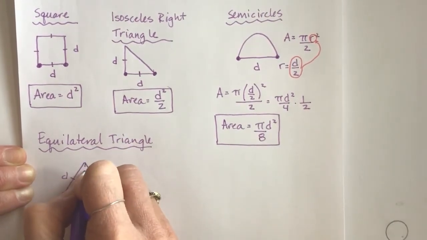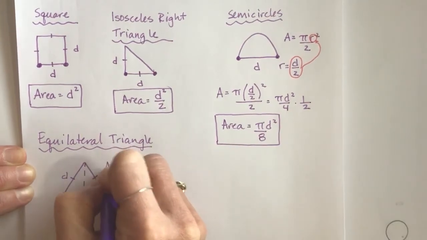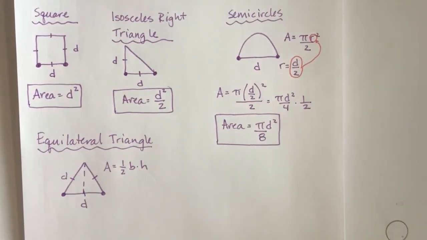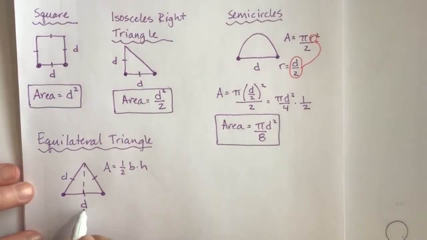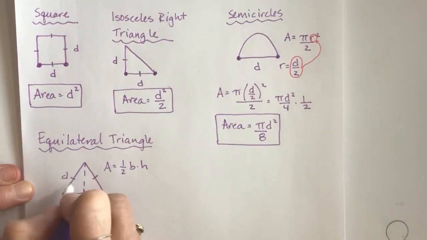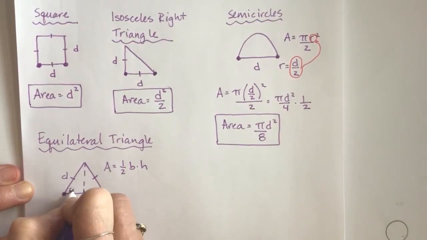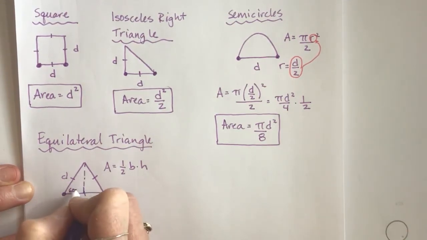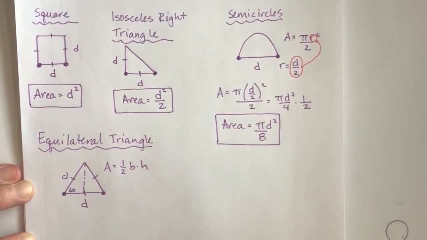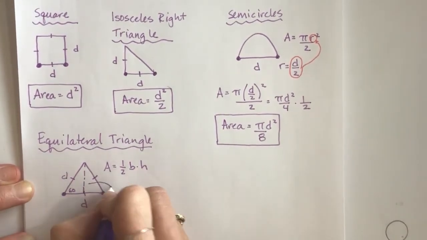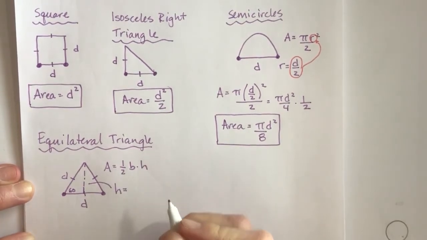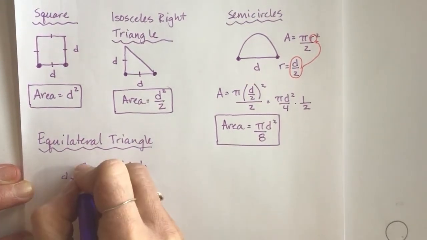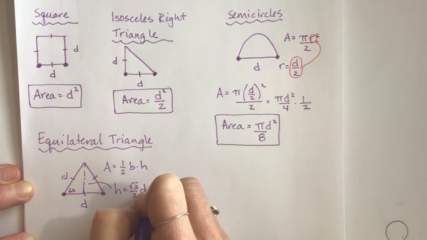And the area of a triangle, area equals 1/2 base times height. That was also from geometry, right? And our base distance is D. If you remember your special right triangles, this is 60 degrees. So the height here would be the sine of 60 times D. So our height is going to equal sine of 60, root 3 over 2, times the length of our hypotenuse here, which is D.